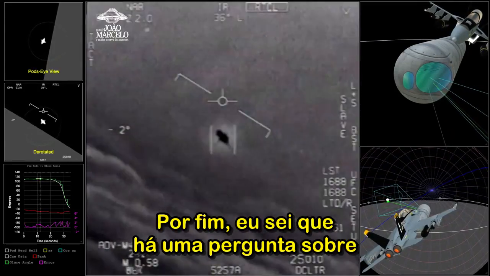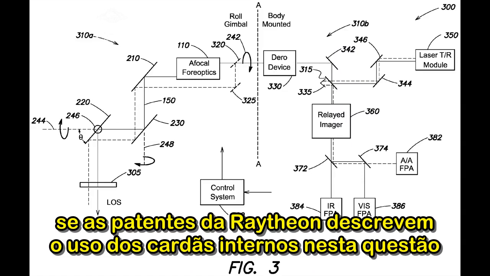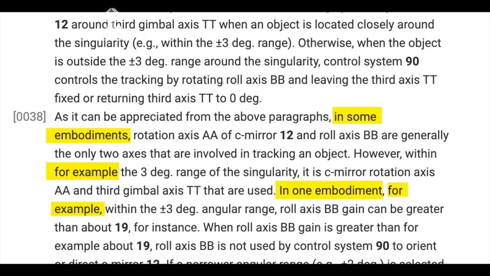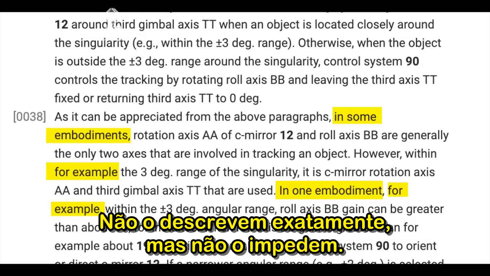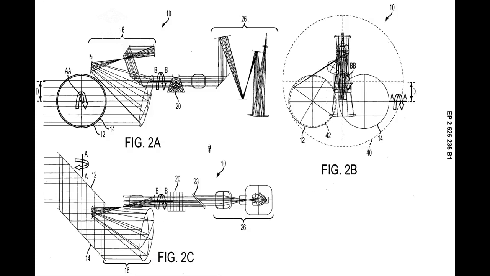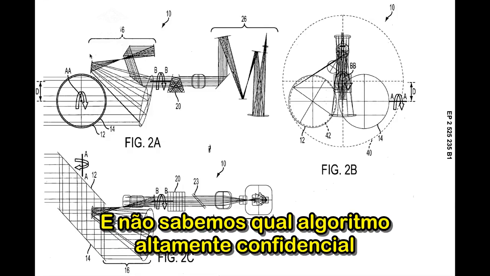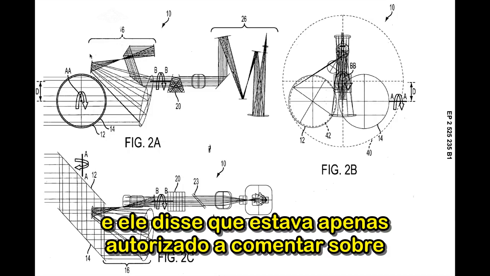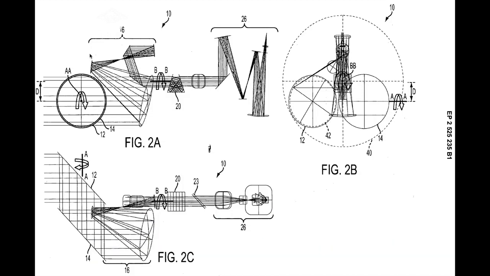Finally, I know there's a question about if Raytheon's patents describe usage of the internal gimbals in this manner to give the arbitrary flex. They don't exactly, but they don't preclude it. The hardware isn't an issue, it's just a different algorithm, and we don't know which highly classified algorithm was in use that day. I asked the patent holder about this, and he said he was only authorized to comment about what was in the public patents. But we do know that this shape looks and acts exactly like a glare, so that's probably what it is.